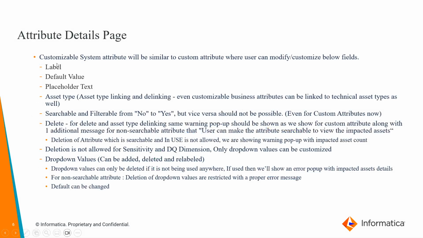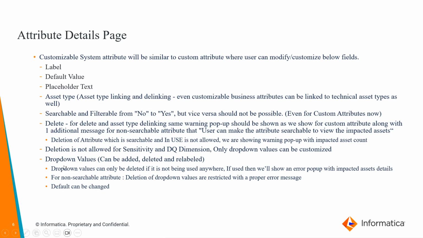On the attribute details page, a customizable system attribute will be similar to a custom attribute, where the user can modify and customize the following fields for the attribute. Then the attribute can be made searchable and filterable from no to yes, but vice versa it is not possible. Deleting a custom attribute or system attribute which is searchable or in use is not allowed, and we show a pop-up with the asset counts, showing how many assets are currently connected to that attribute.